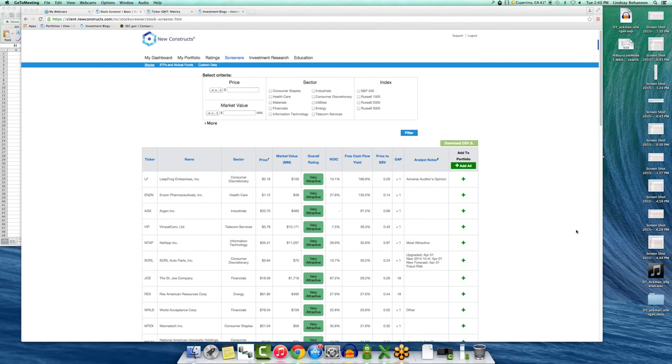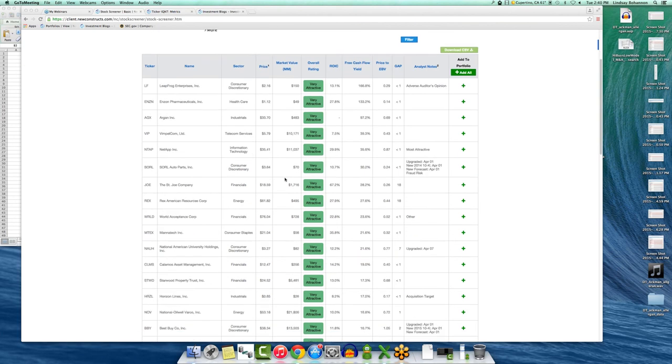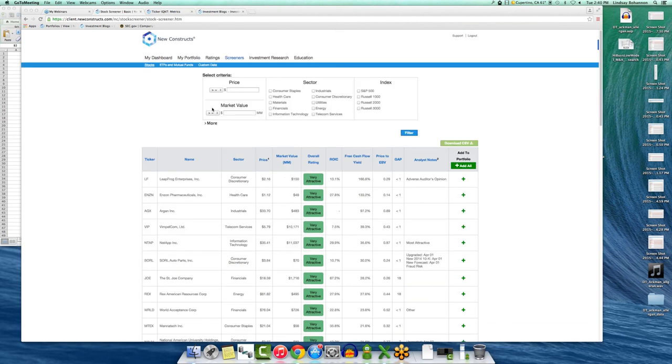Is there a way to score changes in rating versus the overall rating? We don't. In our database, we keep rating change histories. That's not something we make available. We don't think it's necessarily all that useful to our subscribers. That's certainly available to our clients. If you just want to contact us at support@newconstructs.com, that's something we can provide for you.